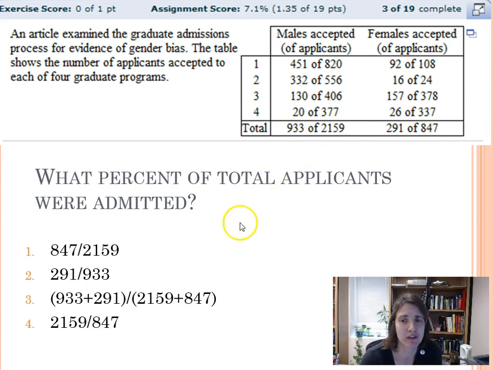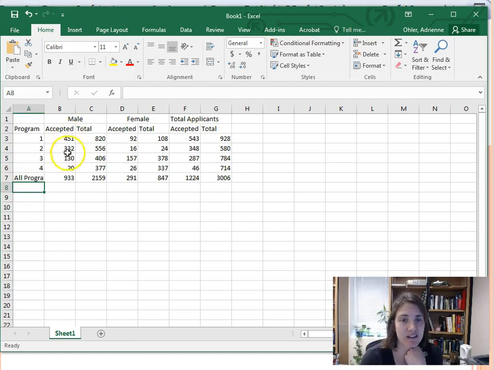To start, we want to look at the overall acceptance rates for all of the applicants. To calculate that, I'm going to start by putting these numbers in an Excel table, which I've already done here. Here we have the total number of males accepted into each program and the total number of applicants, and then again for females, the total number of acceptances and the total number of applicants. When we get the total applicants accepted, we're just summing up the males and the females to get this last number. You can see I just summed up those two cells here in Excel.